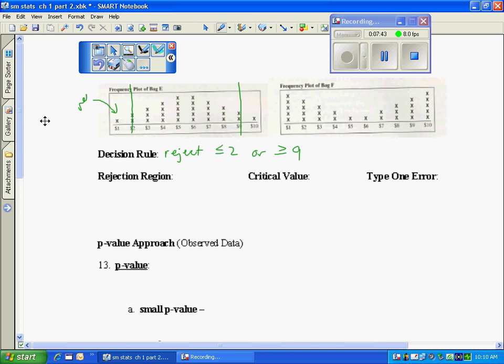So my rejection region, I could reject if I land over here and grab out the $2 or the $1, or I could reject if I land over here. This is where I'm going to accept. So my rejection region is two-sided, to the left and to the right. I have two critical values, the $2 and the $9 voucher.